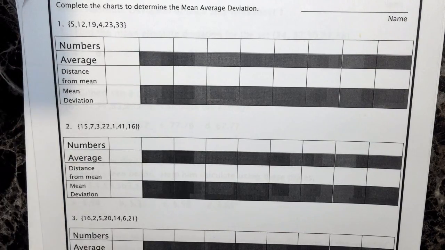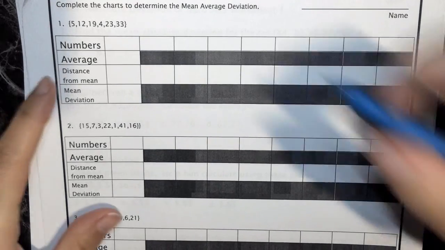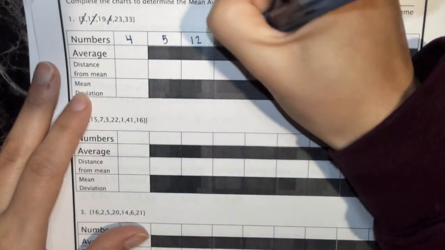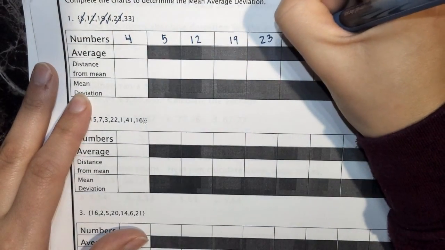I think it's easiest to write them from least to greatest, just because then when you're finding the distance from the mean, you're doing the same steps. So I'm going to write them from least to greatest. I suggest you do. It's one extra little step that you're doing, and it doesn't involve much math except knowing how numbers are. So my smallest number I see is a 4. My next number is a 5. I'm crossing them off as I go. A 12, a 19, a 23, and a 33.